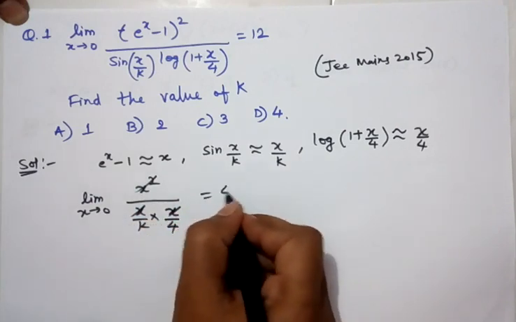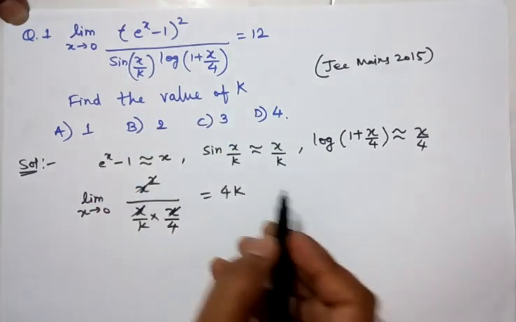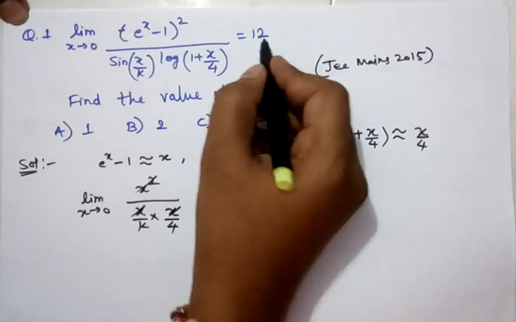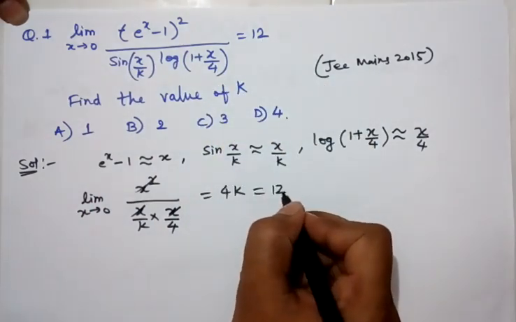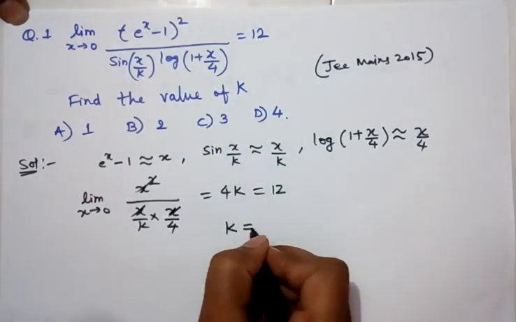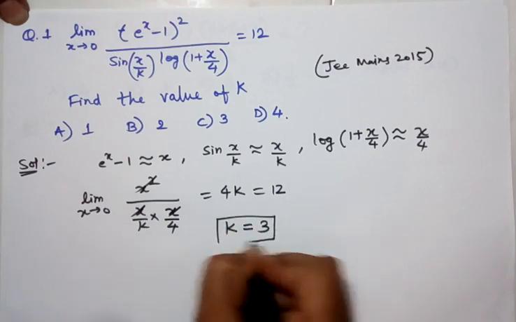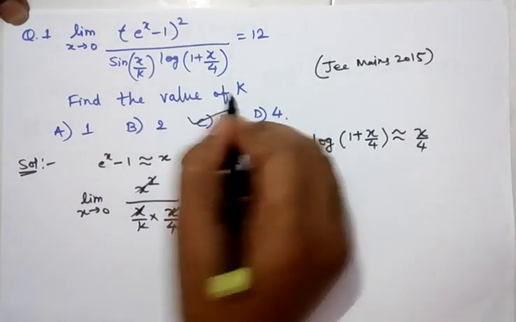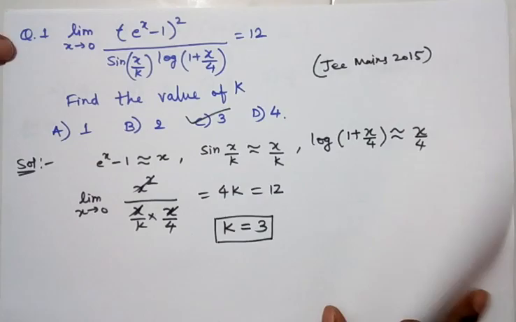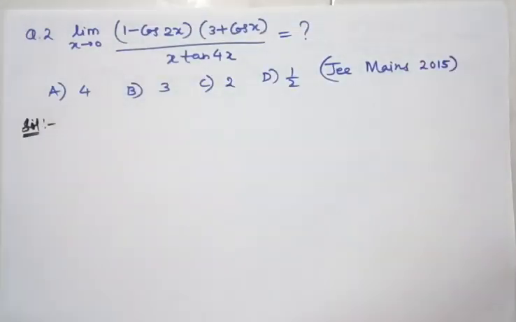X square gets cancelled, you get 4k, and that is equals to 12 as per the problem. So we get k value equals to 3. 12 by 4, 3, that's option C. Question number 2. Again this problem appeared in JEE Mains 2015.